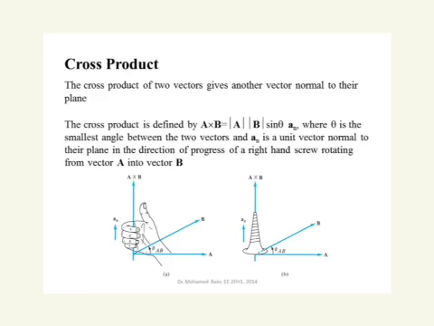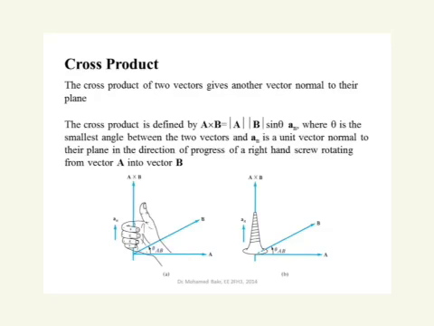The second type of product we talk about is called the cross product between two vectors, and this product again plays a very important role in electromagnetics. Very often we would like to determine a vector which is normal to two given vectors, and this is what the cross product gives us.